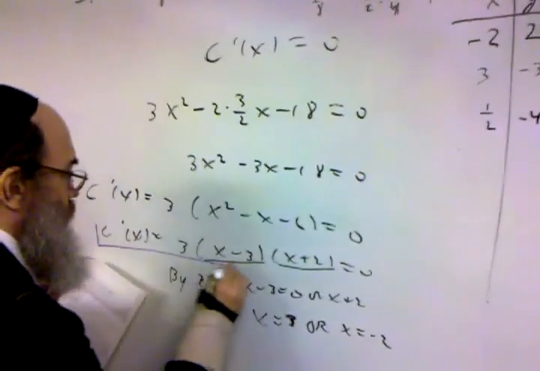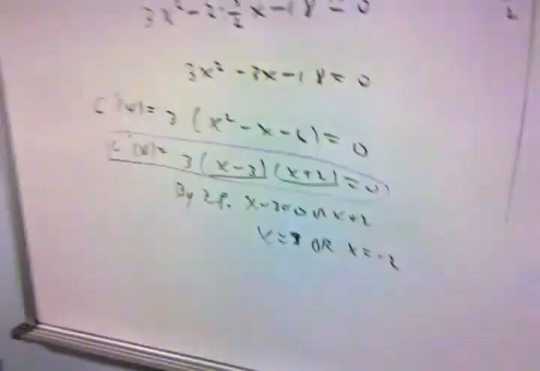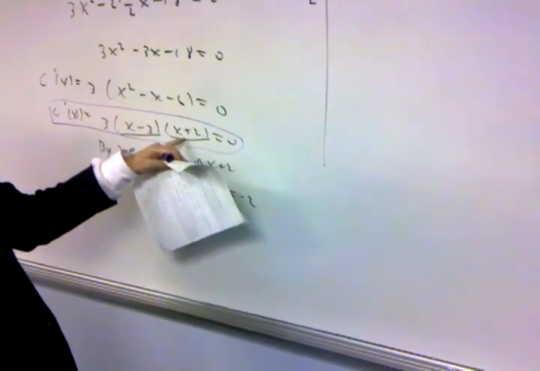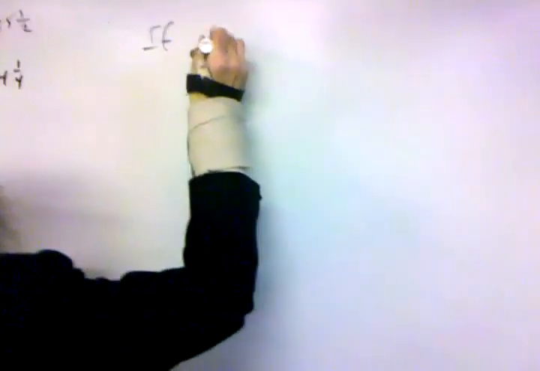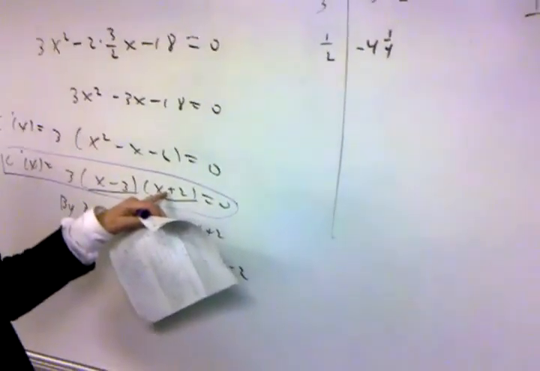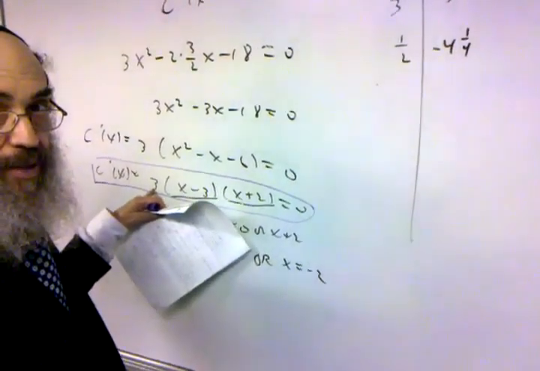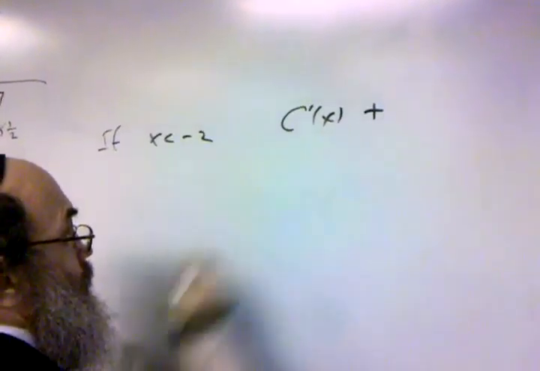Let us focus on this equation right there. It's the easiest way to do it. Suppose x is to the left of negative 2. If x is to the left of negative 2, we're going to say if x is less than negative 2, then this number is going to be a negative number. This number will be a negative number. Multiply two negatives together, you get a positive number. So then c prime of x is positive.